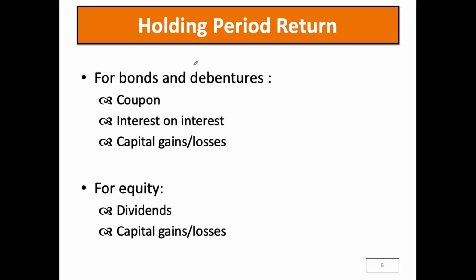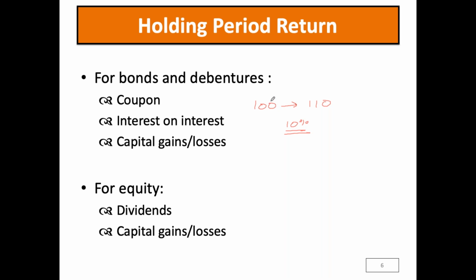Okay, so when I talk about holding period return, simply say I invested 100 today, which happens to be 110 after a year, then I would say I've earned 10% return. My return is 10%. Fine. So what are the components here?